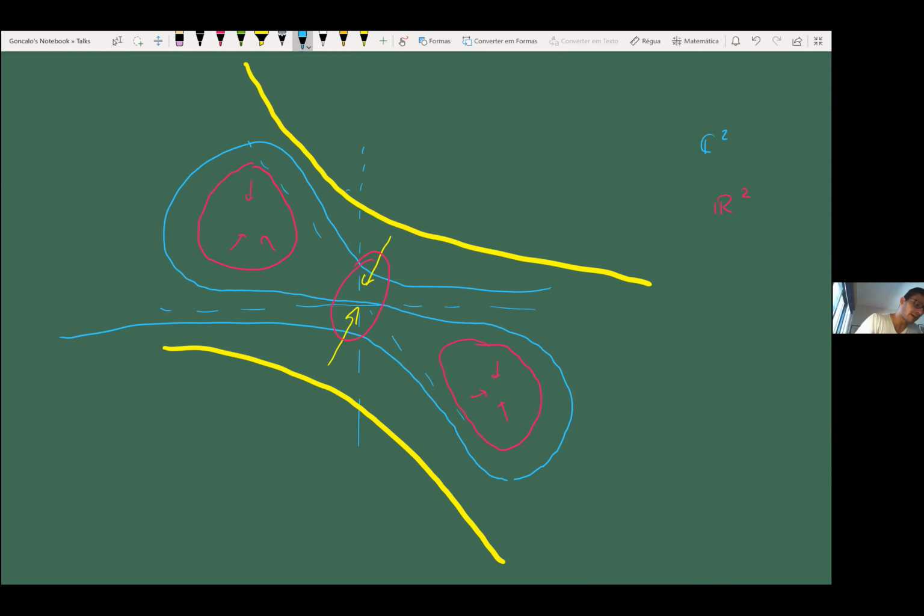Yeah. So the curve in blue must develop a singularity here in finite time. So that's the point. I see. Because this part here is trapped. It cannot escape because of the pink curves.